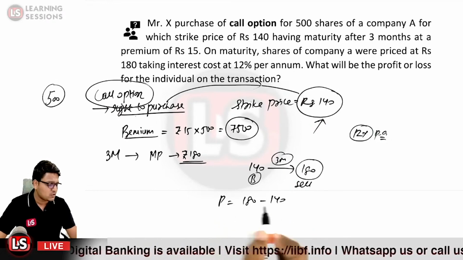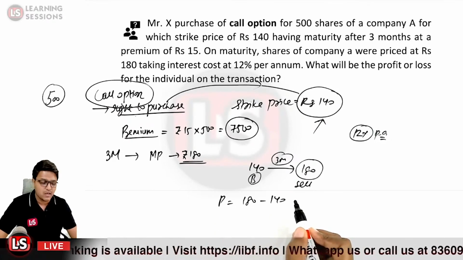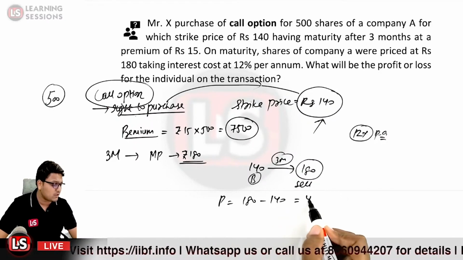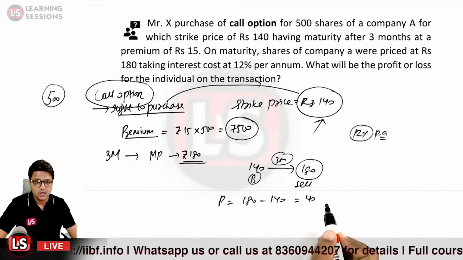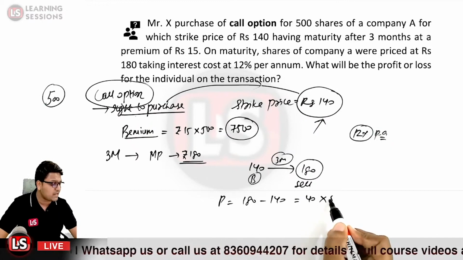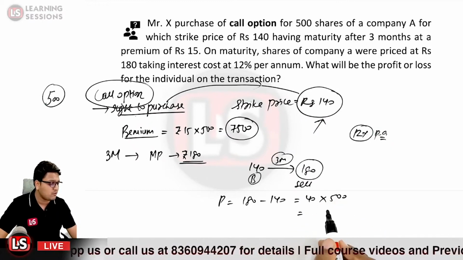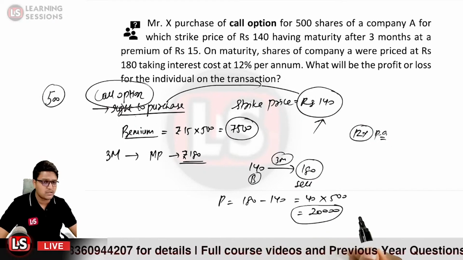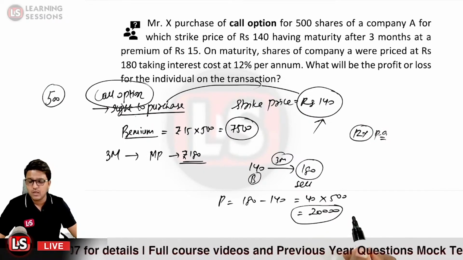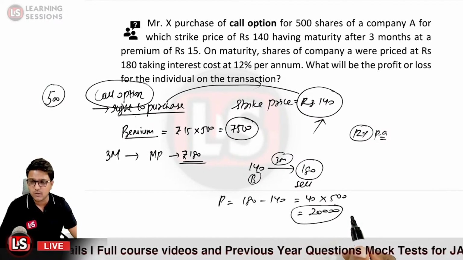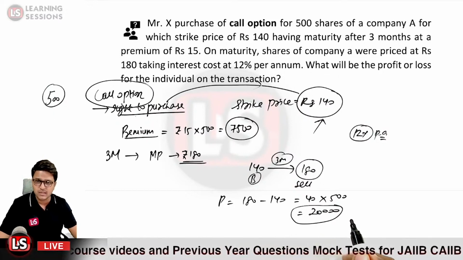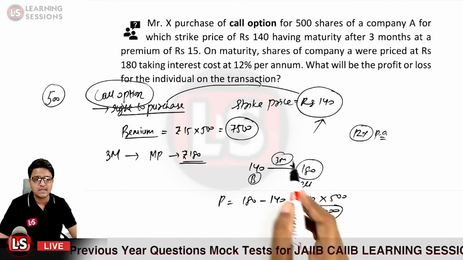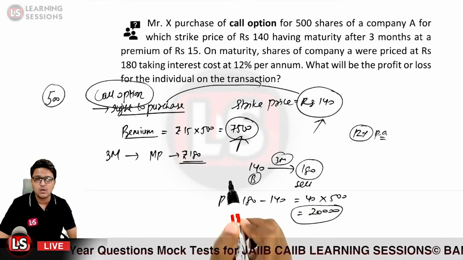So that is a profit. Profit per share is 180 minus 140, that is basically equal to 40 rupees profit per share. So in total I am selling 500 shares, so the total profit would be 20,000 rupees. 20,000 is the total profit I am earning over here. Is it clear? And also I am paying a premium of rupees 7,500 to the option writer.